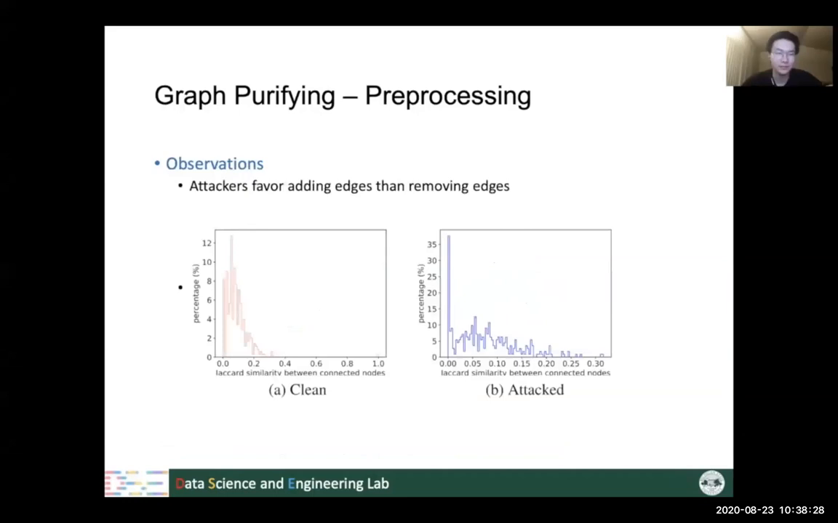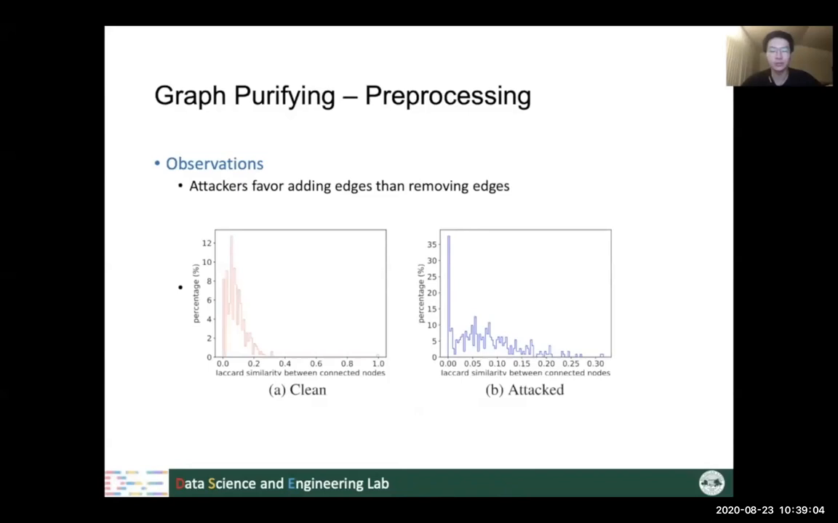Researchers have two observations about adversarial attacks. First, attackers favor adding edges over removing edges. Second, if we plot the frequency of edges with respect to the Jaccard similarity between the connected nodes, we will find that in the clean graph, most of the connected nodes have similarity close to 0.1, while in the attacked graph, most of the nodes only have similarity of 0.01, which means attackers tend to connect dissimilar nodes.